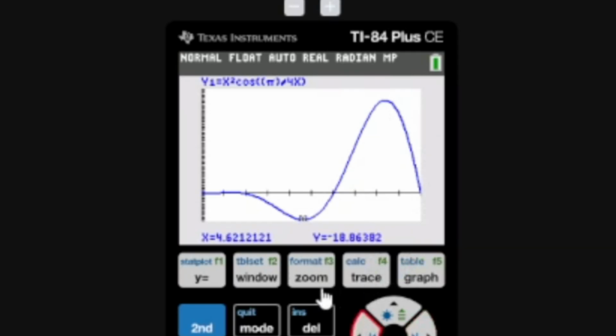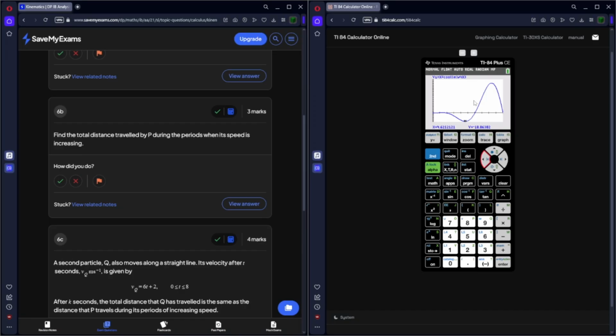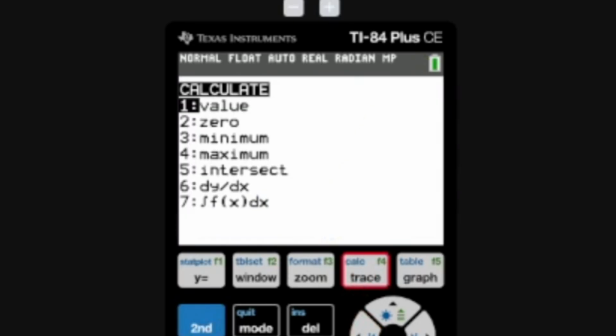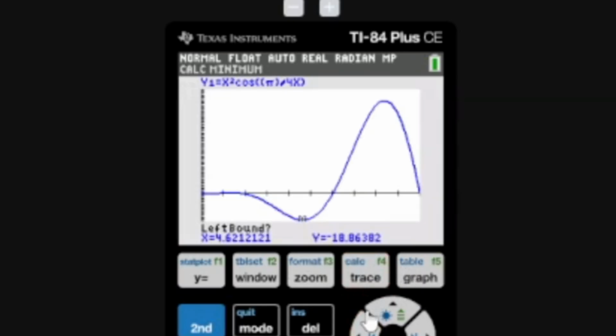So to do that, we need to find this point, and this point that I'm at right now. Because it's always a general good idea to find your maximums, your minimums, and your x-axis intercepts, because those are usually what you're going to be using. You might not use all of them, but it's always a good idea to make sure you know them all. So I'm just going to quickly do second calc minimum on this point that I'm at right now. This is how you find the minimum.